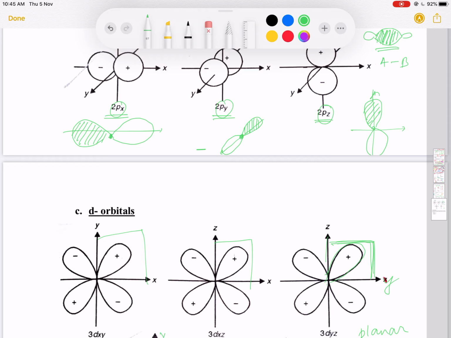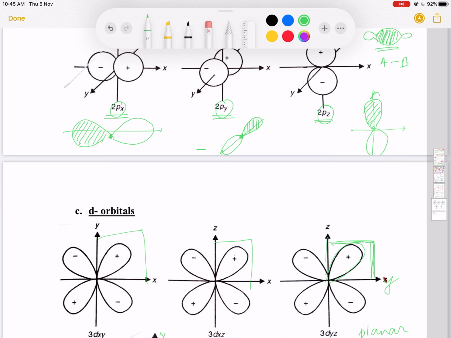Then it comes to the angular part, meaning the angular wave function. The angular wave function tells us about the shape of the orbitals, meaning the boundary surface regions of the orbitals. In that one we got s orbital, p and d.